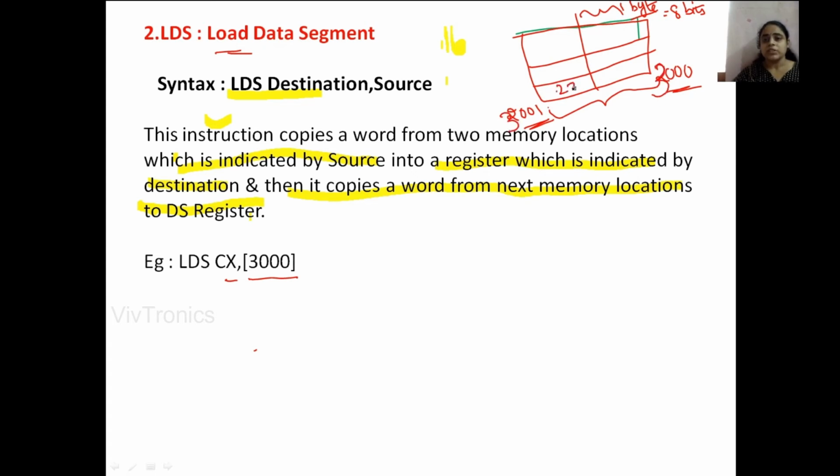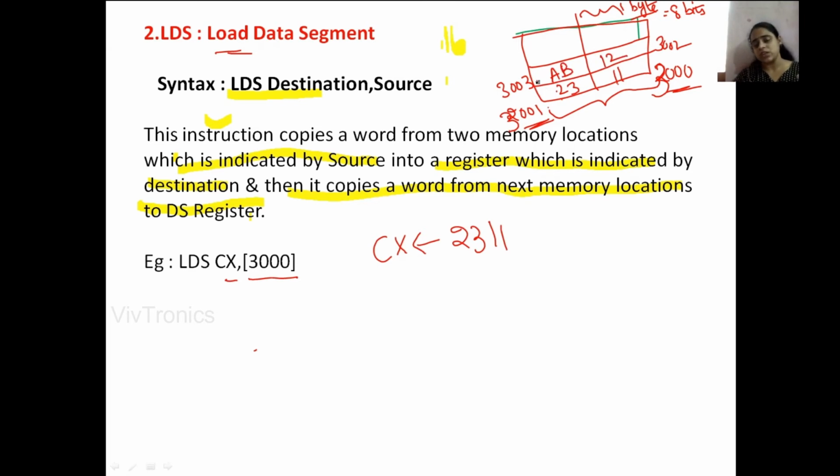So if this is the data, 2311 is the data that is there in these locations. So now the CX register is loaded with this data, 2311. And what are the next locations, 3002 and 3003? So you can treat the values as AB12 like this.